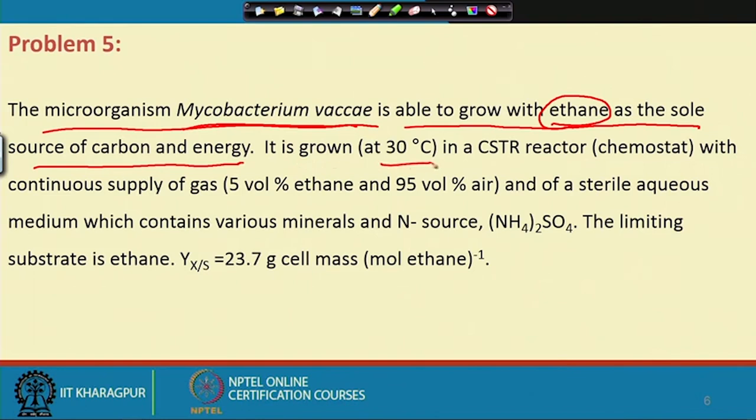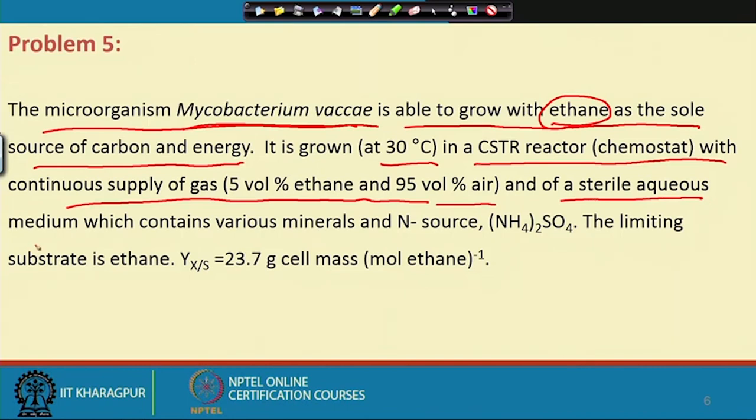It grows at 30 degree centigrade in a CSTR chemostat with a continuous supply of gas, 5% ethane and 95% air, and of a sterile aqueous medium which contains various minerals, nitrogen as ammonium sulfate, and the limiting substrate is ethane. What is meant by limiting substrate? What is the component that is present in the limited amount?